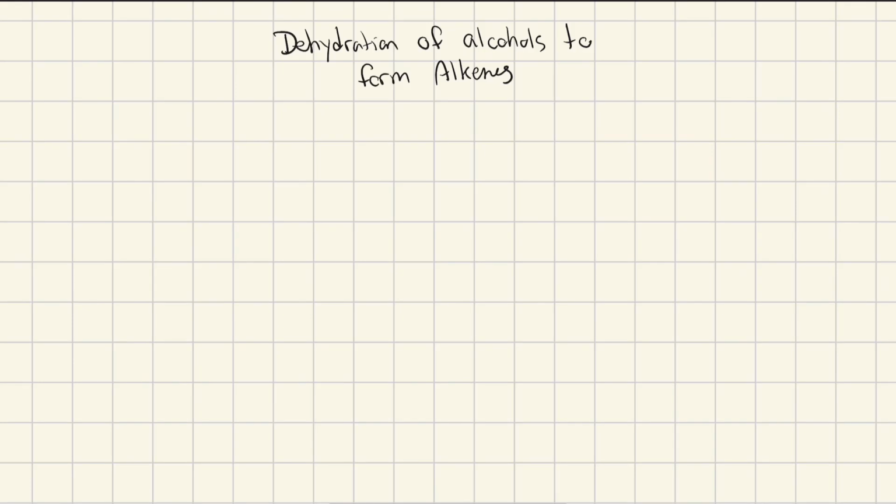Today, we're going to be going over the acid-catalyzed dehydration of alcohols to form alkenes. So this is one of the most important elimination reactions in organic chemistry and is a classic way to make an alcohol convert to an alkene. This reaction is an E1 elimination reaction. So that means it's going to be a two-step mechanism with a carbocation intermediate.